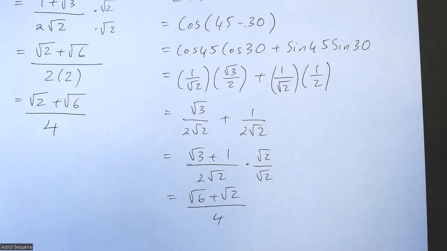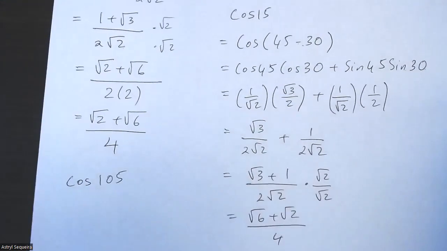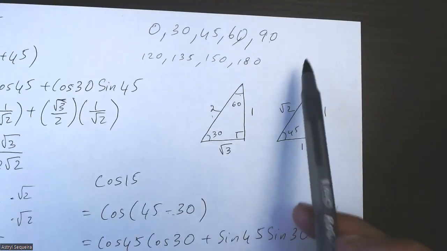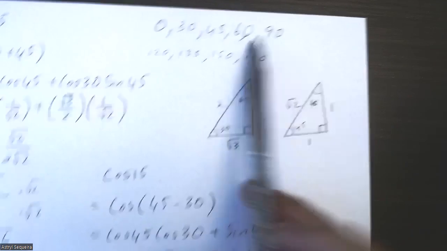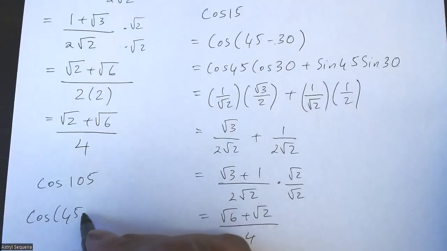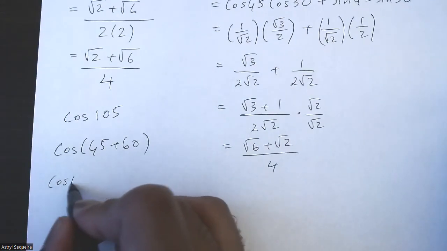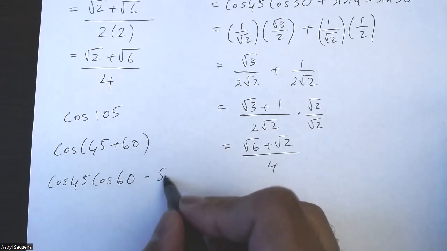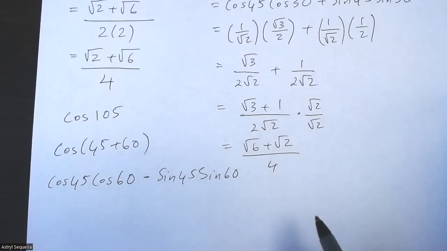And finally, let's go to the third example, which is cos 105. So I want to split cos 105 into cos 45 plus 60. That's going to equal cos 45 cos 60 minus sine 45 sine 60.